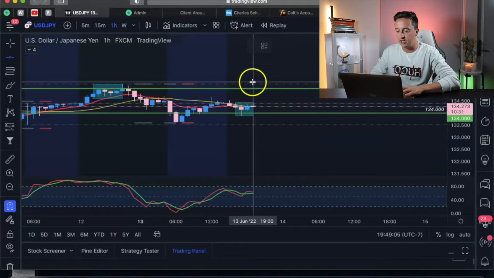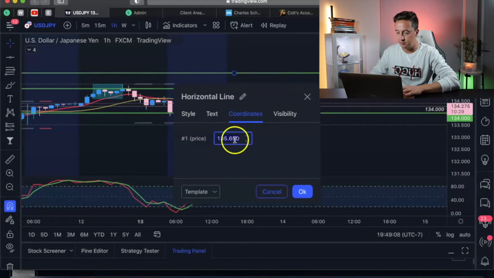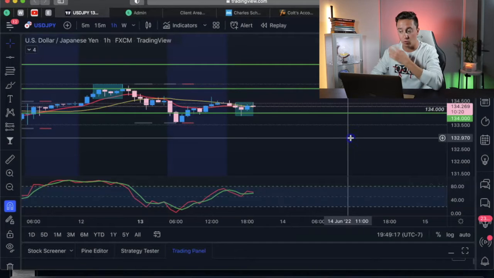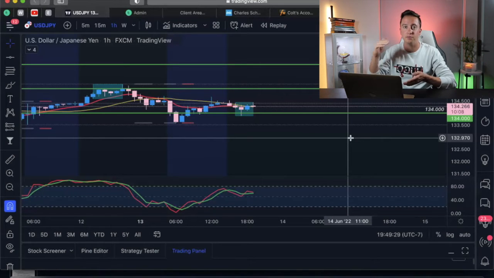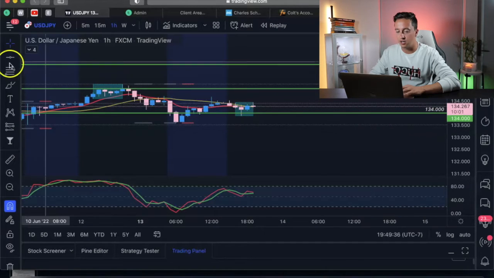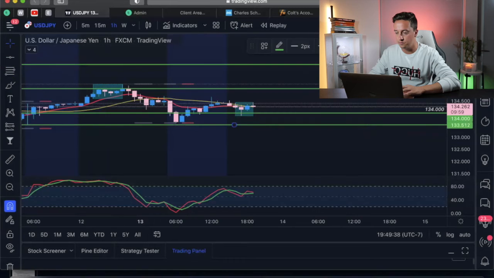Now the next zone that we're going to get is 136. Same thing, 136.000, text 136.000, then we're going to lock that. Now overall what I'm doing is just getting the psychological levels within our current price. So I'm going to have a psychological level near current price, and then probably 2 or 3 psychological levels above that level and below that level. So we already got 135 and 136. So now let's get 133 and 132.